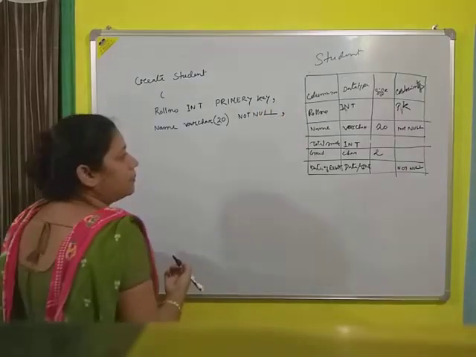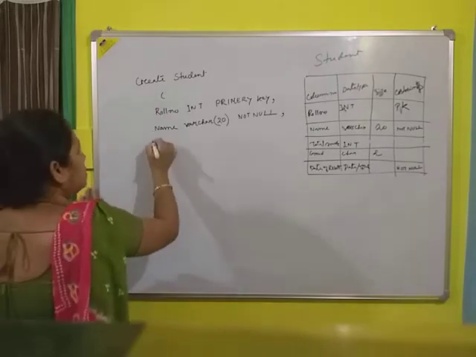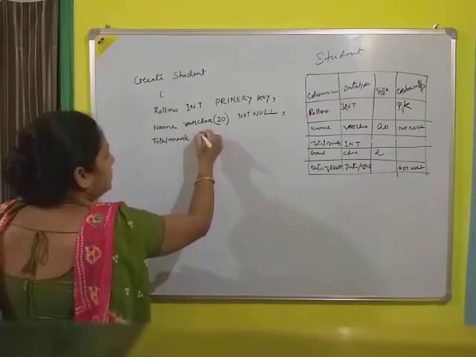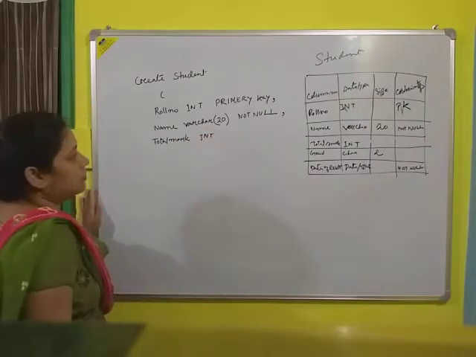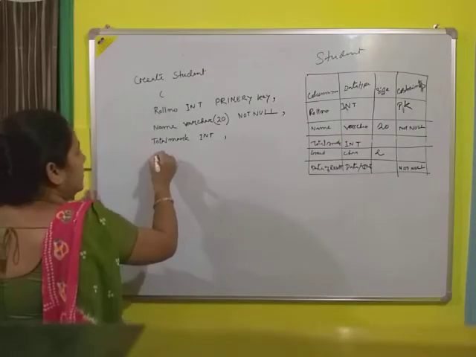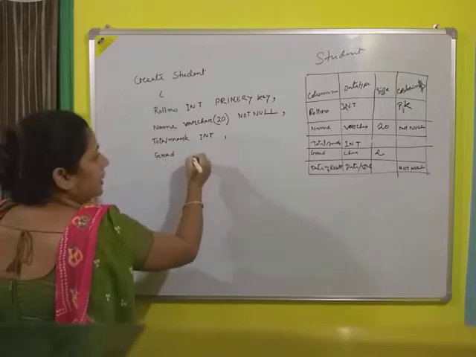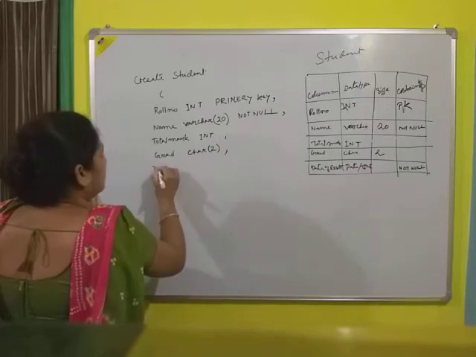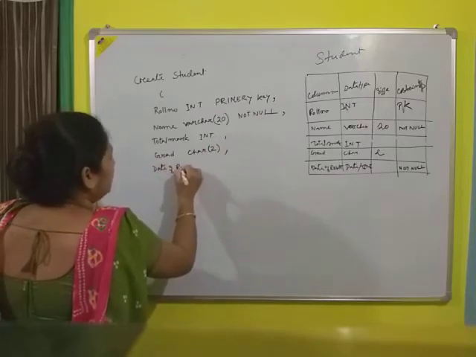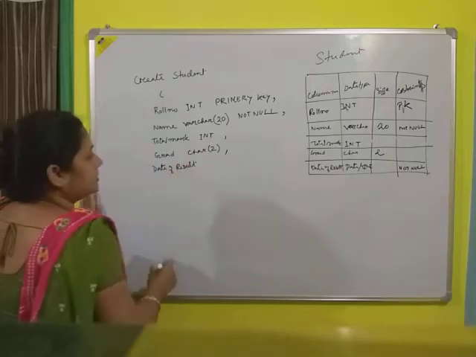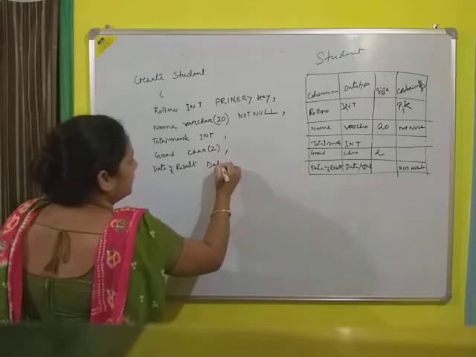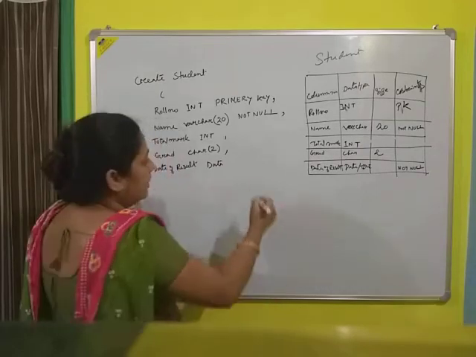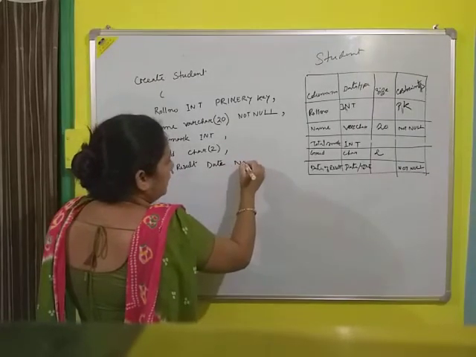Okay, again I give a comma. The next field name is total marks, that is of integer type. Again here I give a comma, then I use grade, and this is character, size is 2, comma, date of result, and the data type is date and time, and not null.